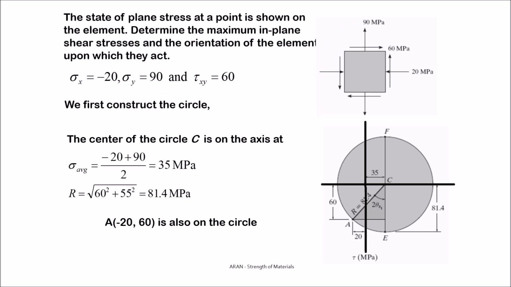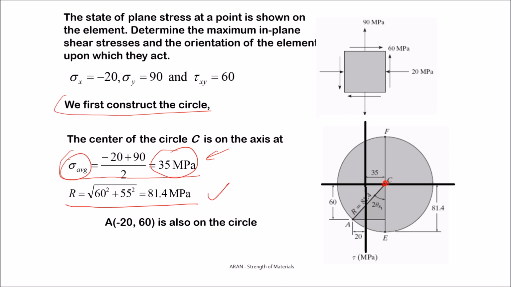And in order to construct the circle, the first thing we do is to calculate the average. That's the location of the center. That's 35. And 35 is here. And we have the center. And R is 81. And 81, we draw our Mohr's circle. We check that our point minus 20, 60 is also on the circle. Yes, it is on the circle.